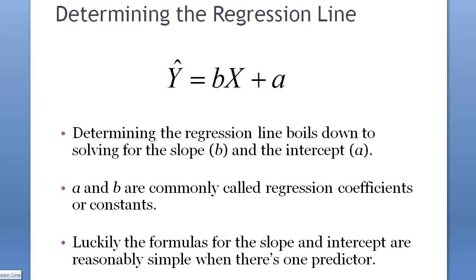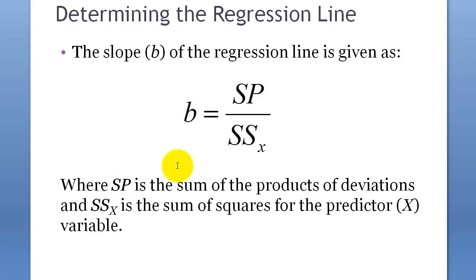I'll stay after class and answer questions about why you get this slope by doing this. We're not going to cover the derivation because it would take a long time to explain. But this is how you get it: the sum of products, divided by the sum of squares of x, and you get the slope. It's pretty simple.